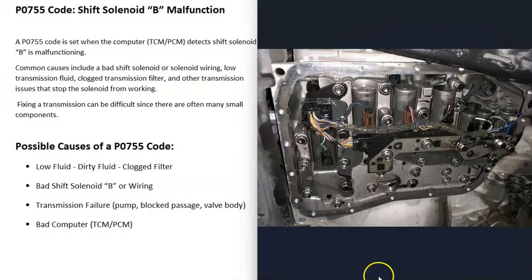And the next thing that could cause this is that there's some kind of other transmission failure going on. This is going to be something else besides the solenoid that failed, and that's just stopping the solenoid from working. So this would be something like a bad pump, a blocked passage inside going to the solenoid, or some kind of issue going on with the valve body.